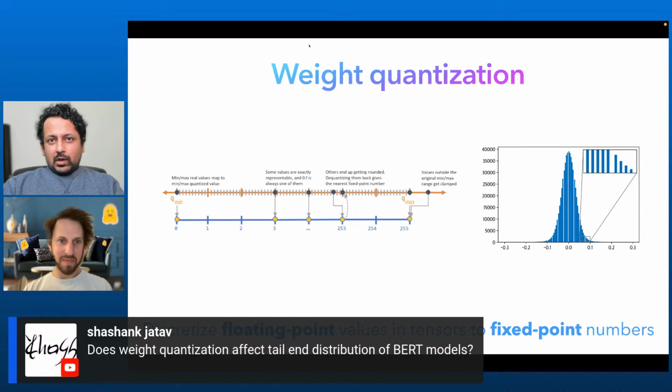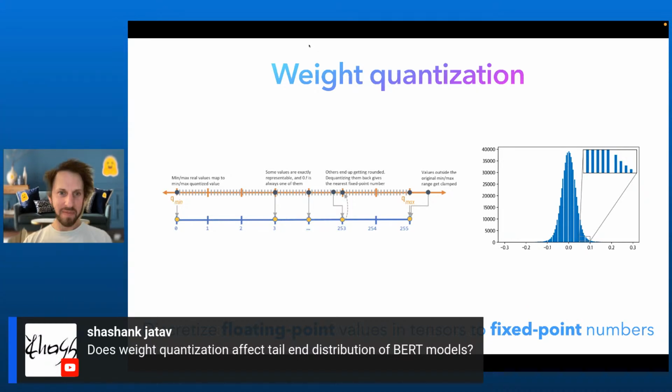Another question: does weight quantization affect the tail-end distribution of BERT models? Yes. So in general, as you can see in this left-hand image, any value that is outside this range that we want to define for the reduced precision is going to get clamped. So if your weights have very long tails, then you're going to just map all those tails into just one value, right? It's just going to get clamped.